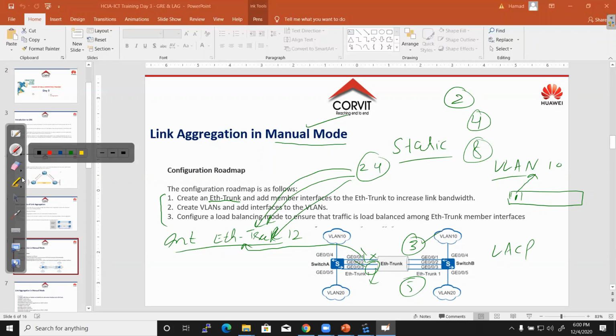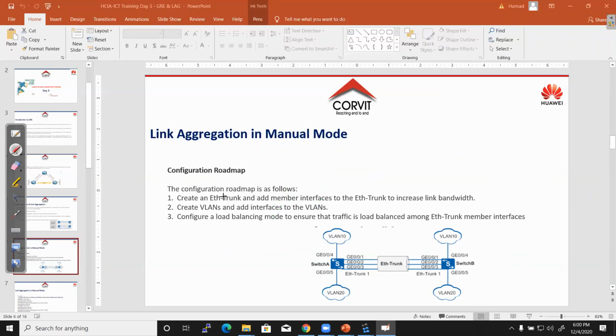So we need to create the logical interface, each trunk, and add the member interfaces to each trunk to increase the link bandwidth. Then you create VLANs and add the interfaces to VLANs. For example, you can have VLAN 10 at this interface and VLAN 20 at this interface. The first three would be members of each trunk, and port number 4 is mapped with VLAN 10 and port number 5 is mapped with VLAN 20.